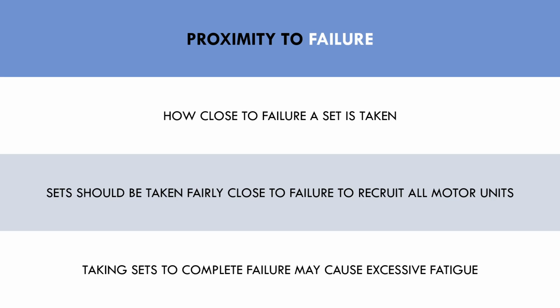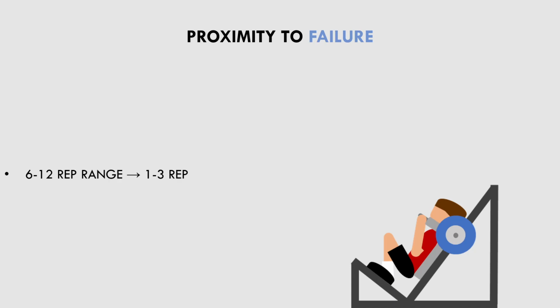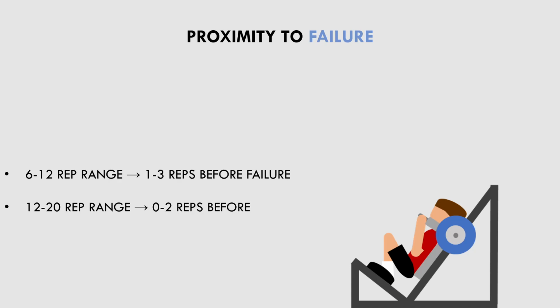same level of hypertrophy. However, we also don't want to take all sets to complete failure at all times, as this is not necessary to recruit all motor units and it can be too systemically and psychologically taxing on the trainee. A practical guideline would be to take sets in the 6 to 12 rep range around 1 to 3 reps before failure and sets in the 12 to 20 rep range around 0 to 2 reps before failure. This is because heavier loads recruit more motor units from the beginning of the set, while lighter loads won't recruit the fast twitch muscle fibers until the slow twitch fibers are fatigued.